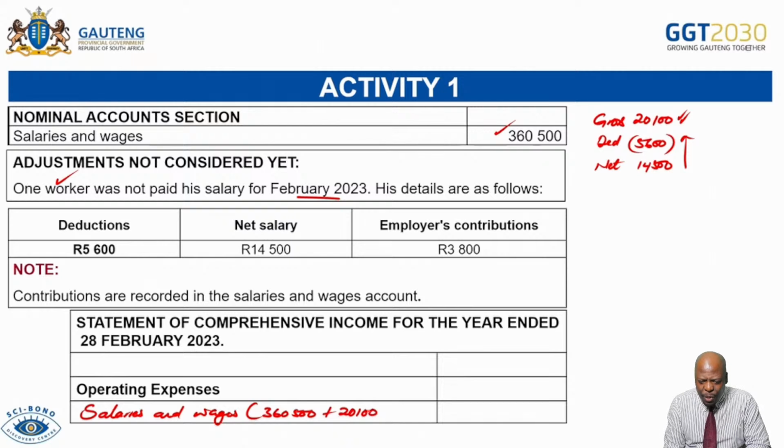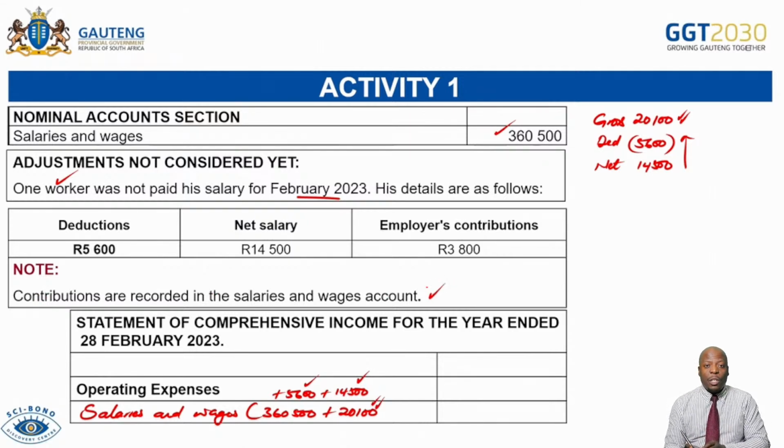20,100. Then someone says, but Mr. Simbi, why can't I just say plus 5.6 plus 14.5? You'll still be right and you can be marked there. If you put a 20.1, you're still very, very right. And then they tell us contributions are recorded in the salaries and wages account.